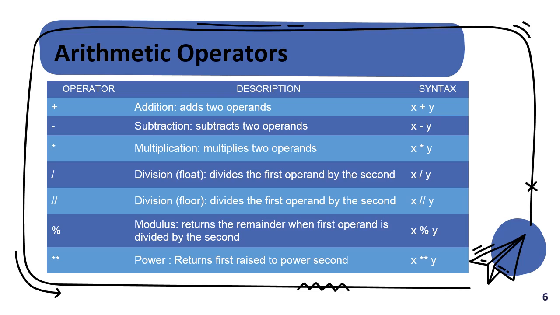That is the difference between floor division or integer division and modulus. The floor division returns only the integer part of the result of the division, while the modulus operator returns the remainder of that division. Then the exponentiation or power operator returns the first raised to the power of the second. So x exponentiation y means x to the power y. These are the basic arithmetic operators.